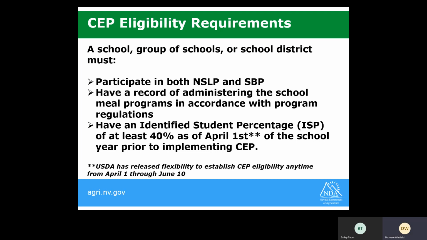So the requirements for CEP eligibility: a school, group of schools, or the school district must participate in both the National School Lunch Program and the School Breakfast Program. Schools have to have a record of administering the school meal programs in accordance with the program regulations and have an identified student percentage, ISP, of at least 40% as of April 1st of the school year prior to implementing CEP. USDA has released flexibility to establish CEP eligibility anytime from April 1st through June 10th.